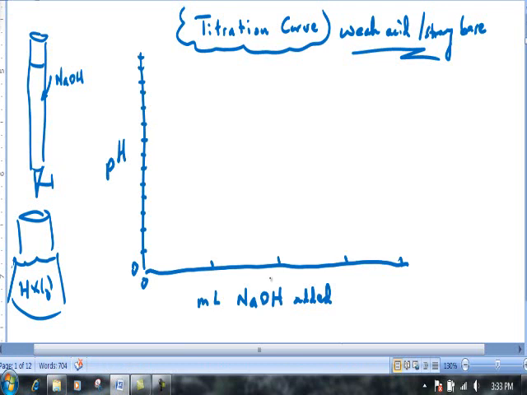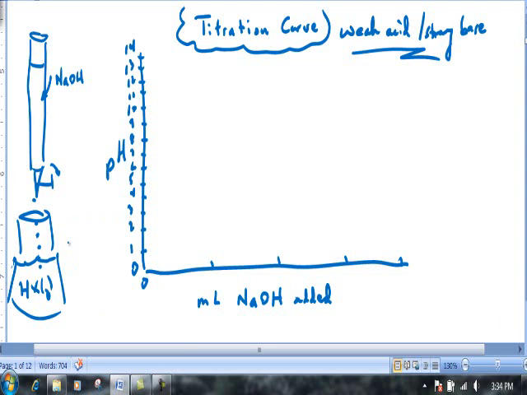The titration curve is a measure of the pH in the weak acid flask versus the milliliters of NaOH that have been added. So it's graphing as we open the valve and start dribbling sodium hydroxide into the weak acid solution. As we add more and more sodium hydroxide, what happens to the pH of our weak acid solution? It also will let us graphically identify the equivalence point for the titration.